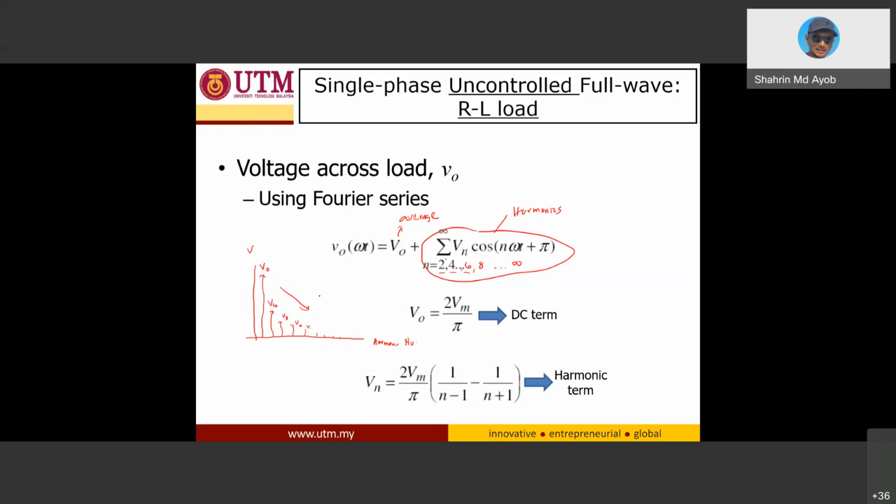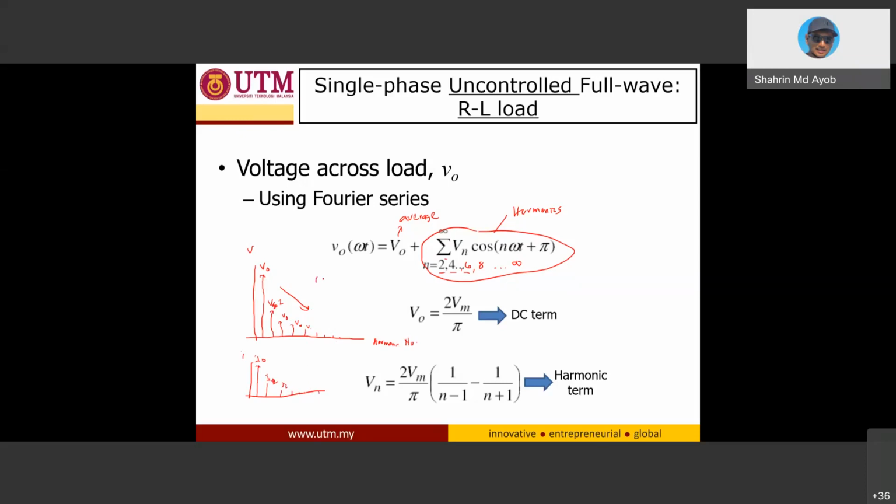So that's why in the calculation, we do the same with the current. For the current, you have the current average I out, and then you have I2, and then I6, I8. So it becomes very, very small.